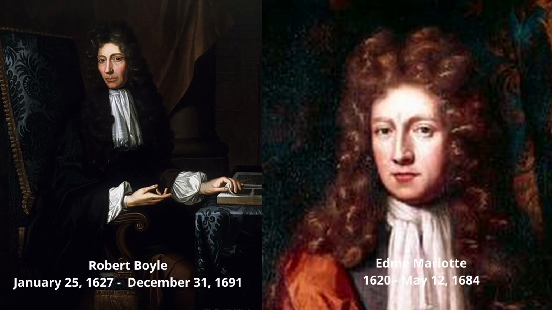Robert Boyle was born on January 25, 1627 and died on December 31, 1691. He was an Anglo-Irish natural philosopher, chemist, physicist, alchemist and inventor. Boyle is largely regarded today as the first modern chemist. Edme Mariotte was born in 1620 and died on May 12, 1684. He was a French physicist and priest. He is particularly well known for formulating Boyle's law independently of Robert Boyle.